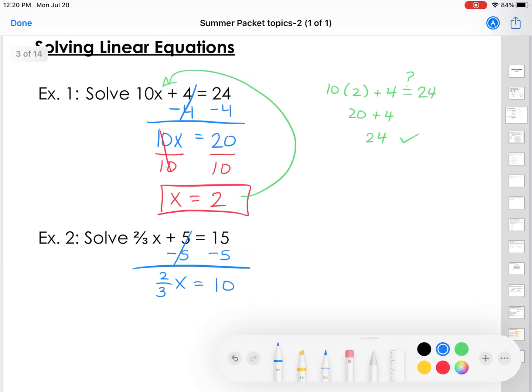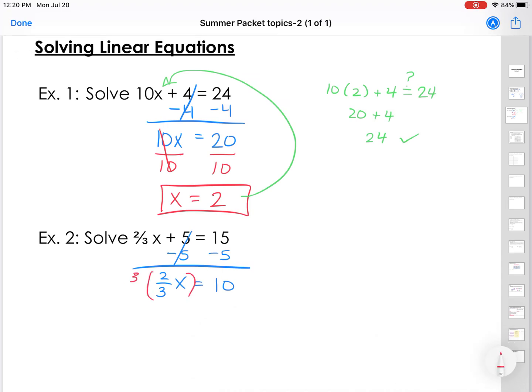The next thing I want to do is a little bit trickier. That 2/3, we're going to multiply by the reciprocal, which means just flipping the fraction over. So I'm going to multiply by 3/2 on both sides. So 3/2 times 2/3 gives me 6/6, or just 1. So in reality, they just cancel out, and I'm left with x equals.